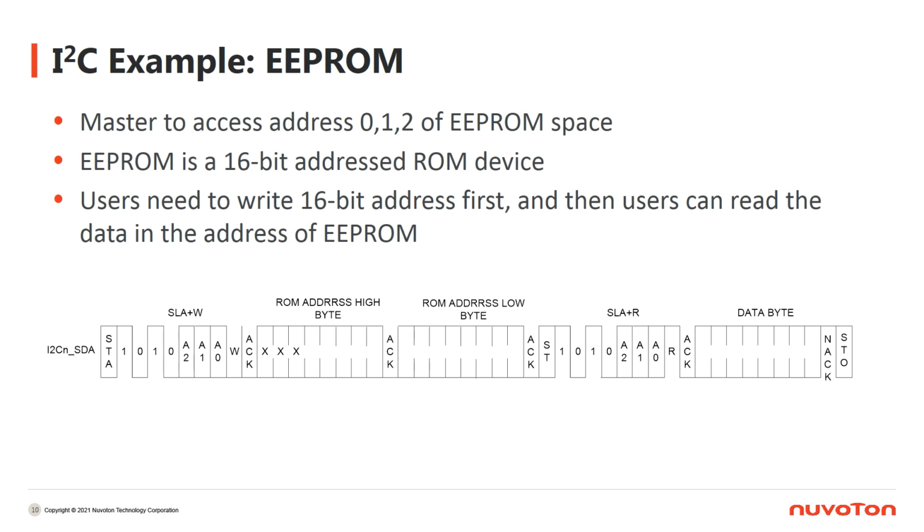However, we don't want the write operation and the read operation to be separated. Therefore, a repeated start signal, ST, is used between the write operation and the read operation. Instead of sending a stop signal after the write operation, the master sends a repeated start signal to continue using the bus. This mechanism makes sure that the process of reading EPROM data won't be interrupted.